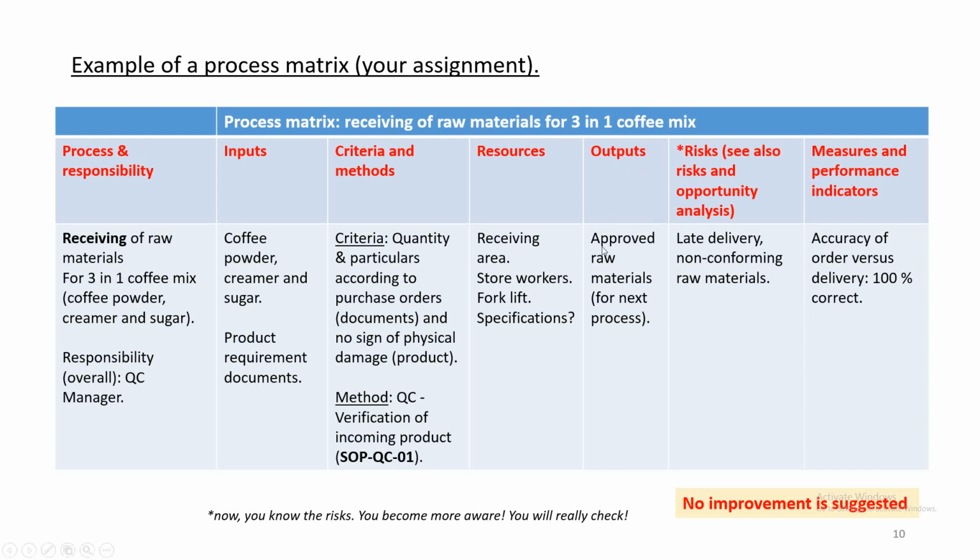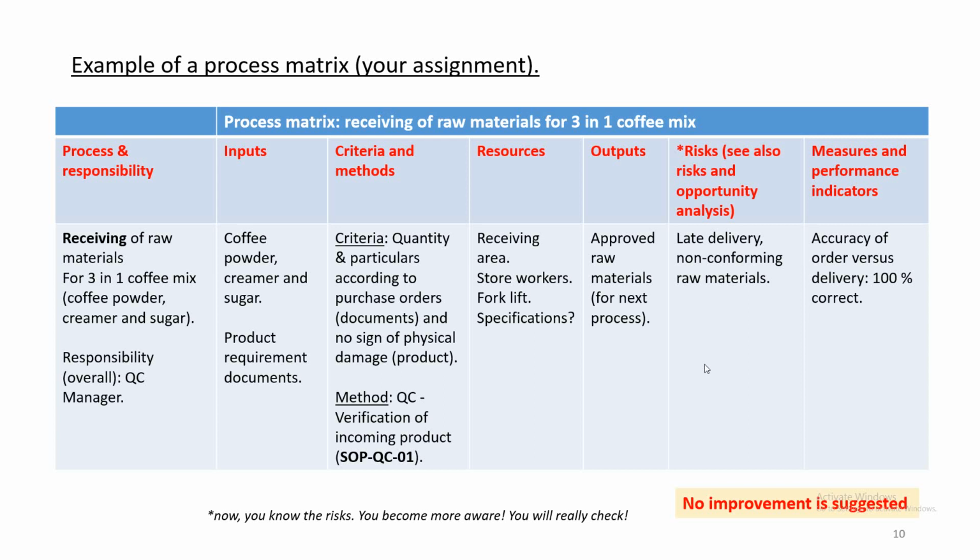and then you have the output there. They're going to be approved raw material for next process, and then the risks, which could be late delivery, non-conforming raw materials. Yeah, so now that you know this is your risk, you become more aware. You want to check, you want to make sure that there are going to be no late delivery. You really should be sure that the raw material that arrive are conforming to the specification, because that is the risk. And then the measures and performance indicators are accurate to the order, 100% correct according to the order. That is the performance indicators. This is just an example, yeah, for receiving raw materials.